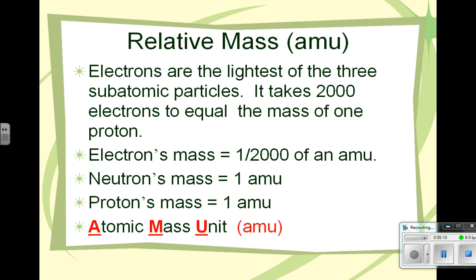Electrons are the lightest of the three subatomic particles. It takes 2,000 electrons to equal the mass of one proton. Okay, that's relating their mass to each other, relative mass. Electron's mass is 1/2000th of an AMU. Neutron is 1 AMU. Proton is 1 AMU. And AMU stands for atomic mass unit. Okay?